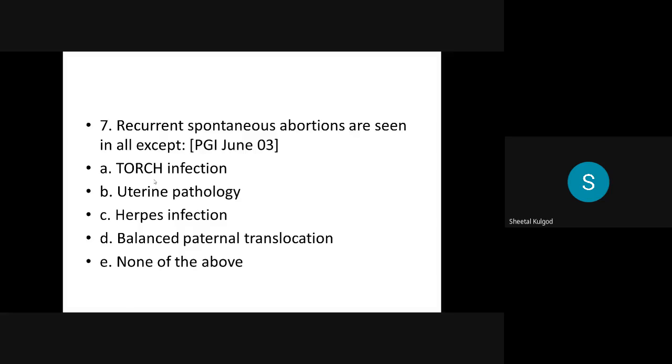Whereas uterine pathology in the form of cervical incompetence or a uterine septum or a uterine anomaly can lead to recurrent mid-trimester abortions. And another thing, they have not mentioned whether it is first trimester or second trimester. So you have to take both into account, right? So uterine pathology usually causes second trimester recurrent abortions. Now balanced paternal translocations are the most common cause of first trimester abortions, and they can cause recurrent spontaneous abortions. So these two will be the causes, whereas these two are not. Therefore the answer for this question is A and C. Okay.